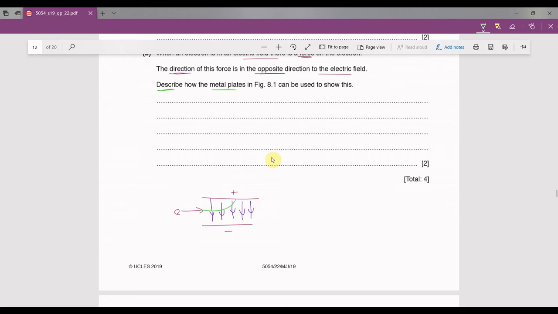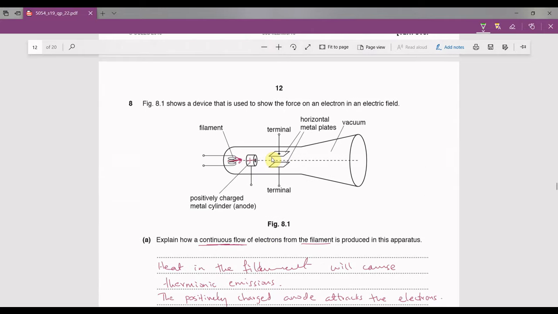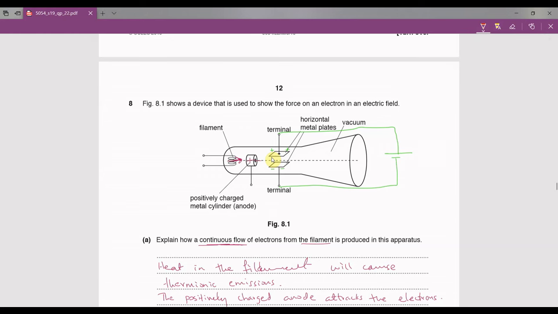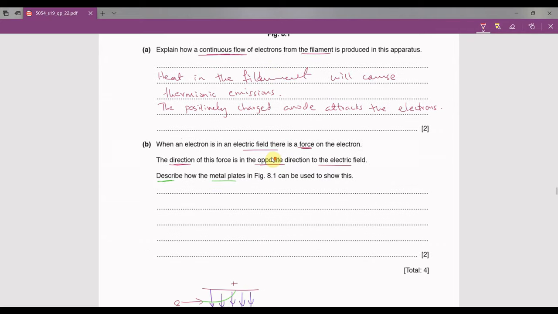So obviously, first of all, you want to charge the plates somehow. So what you do is you connect a battery across the two terminals of the plates, and obviously the negative terminal can be connected to the bottom one, and the positive terminal can be connected to the top one. So now the top plate is positively charged and the bottom plate is negatively charged. Now when our electrons are going to pass through the plate, we can clearly see that they are going to be attracted upwards, and that's all we have to mention.